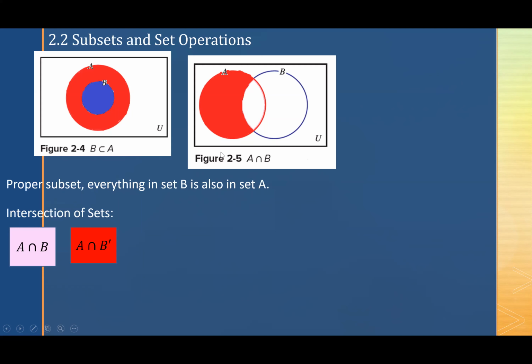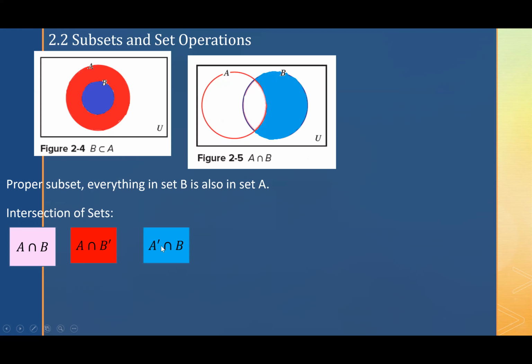Or vice versa, if you look at the blue item, this is basically outside of A and in B, or vice versa, in B but not in A. So it's in the B circle, but it's outside of the A circle. Give me the item inside B and not in A.